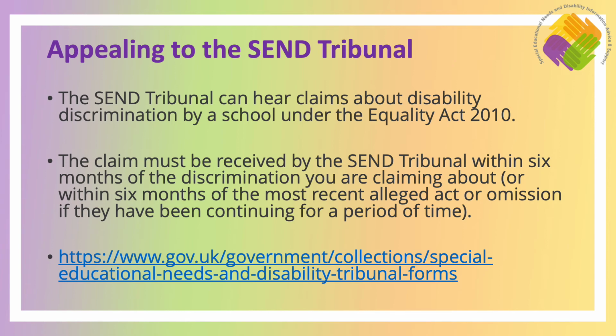So if you feel that disability discrimination may have occurred, I would advise getting in touch with us to discuss your options, but one option is to appeal to something called the SEND Tribunal. So the SEND Tribunal, which is the Special Educational Needs and Disability Tribunal, can hear claims about disability discrimination by a school under the Equality Act 2010. The claim must be received by the tribunal within 6 months of the discrimination that you're claiming about, or within 6 months of the most recent alleged act or omission if they've been continuing for a period of time.